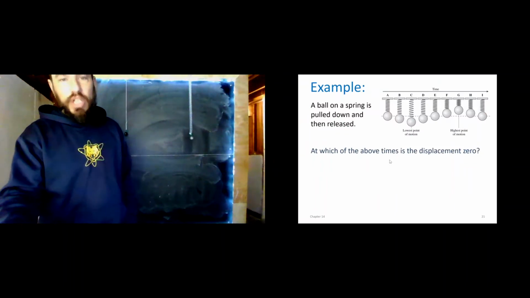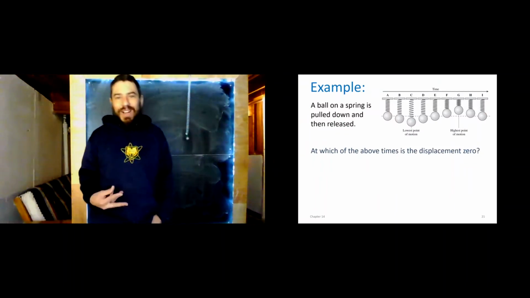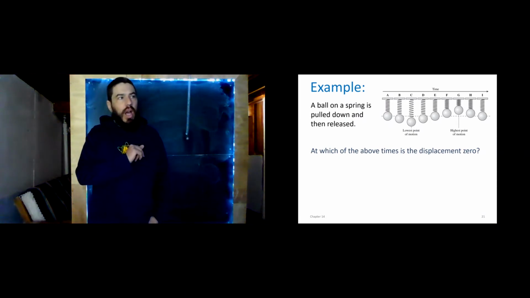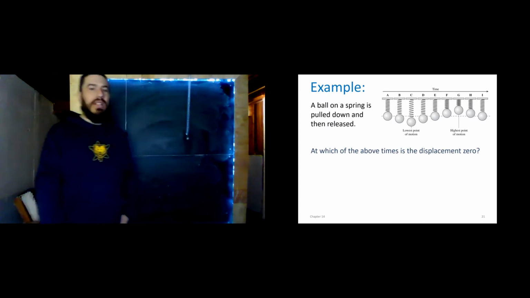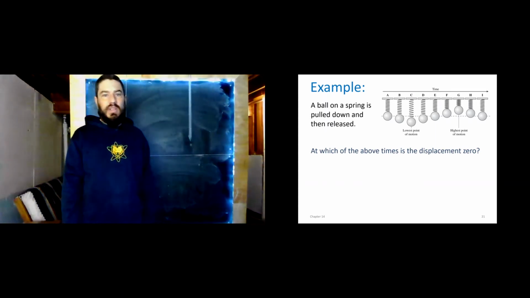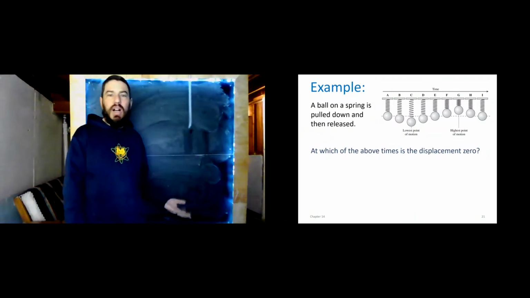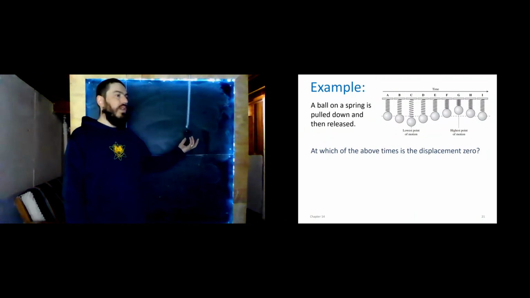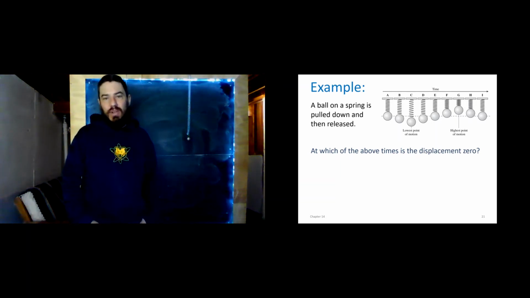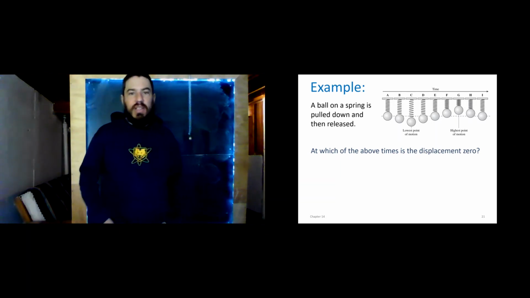All right, I have a series of questions here to help us identify the various points in the motion. So here I have a picture, A, B, C, D, E, F, G, H, I, and each one of those is a snapshot in time of a spring oscillating up and down. So here's the question. At which of the above times is the displacement 0? Pause the video. I'll see you on the other side.